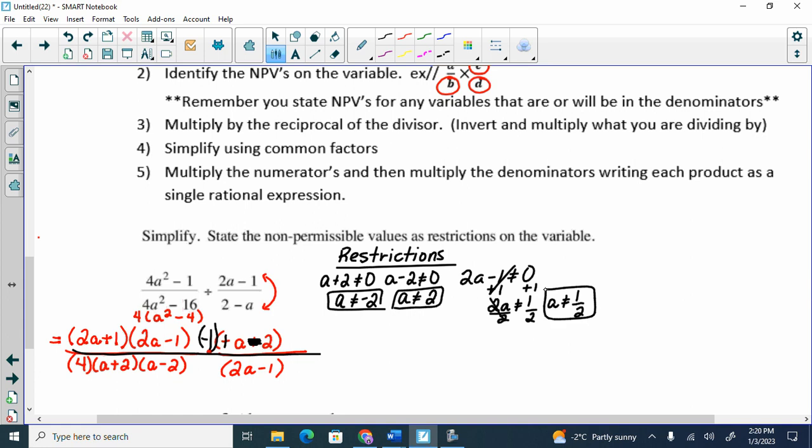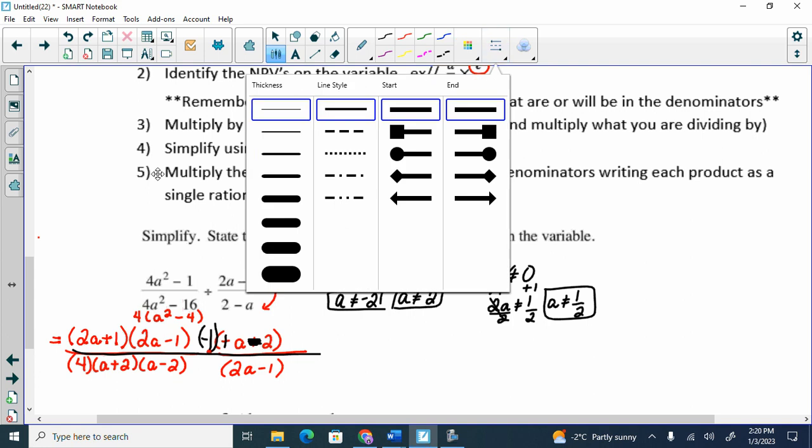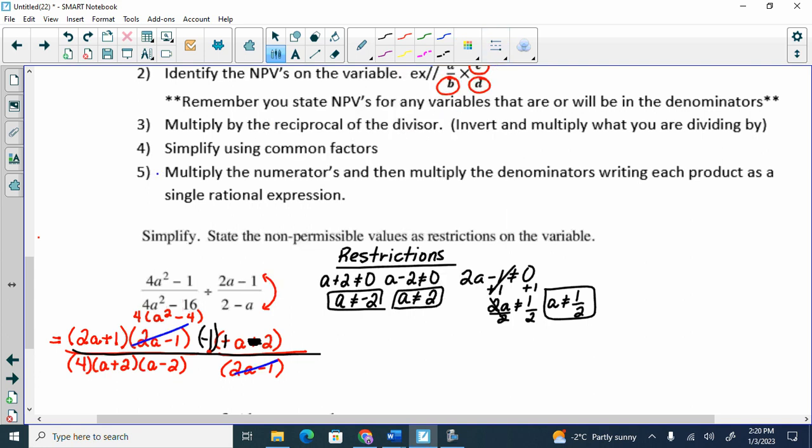Okay. Now anything in the top and the bottom that matches, I can cancel. So 2a minus 1 cancels, a minus 2 cancels. Now some people say, well, can I take the 2 off? There's a 2a plus 1 and the 4. No, the 2a plus 1 is in brackets altogether. 2a plus 1 is only going away if there's a 2a plus 1 in the denominator, which there is not. So I think we're as reduced as we can do it.